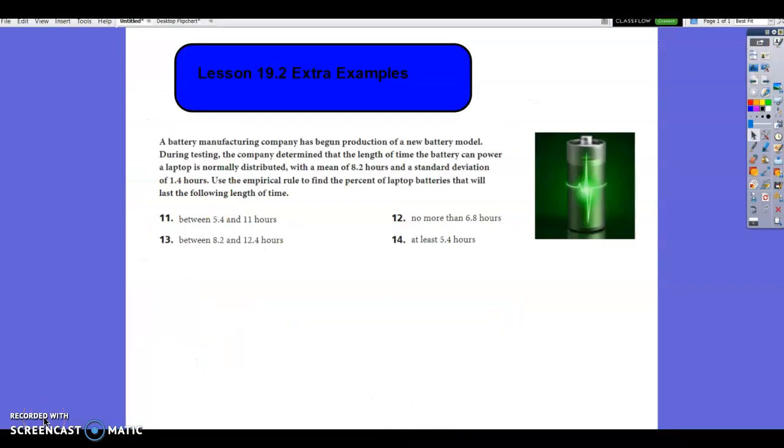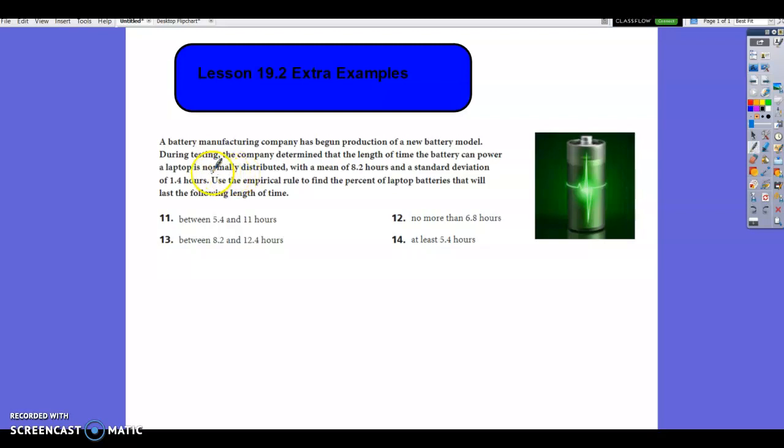Lesson 19.2. I'm going to do a couple extra examples to kind of get you started and make sure you understand the normal distribution curve. All right, a battery manufacturing company has begun production of a new battery model. During testing, the company determined that the length of time the battery can power a laptop is normally distributed, with a mean of 8.2 hours and a standard deviation of 1.4 hours. Use the empirical rule to find the percent of laptop batteries that will last the following length of time.